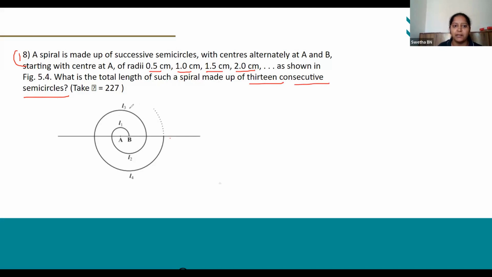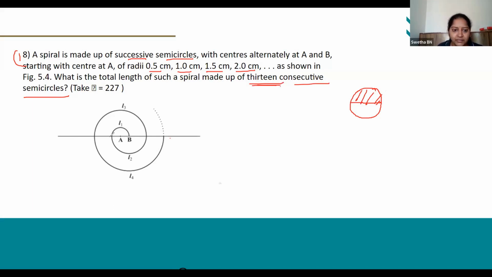The spiral is made up of successive semicircles. What do you mean by semicircle? You know circle, right? Semicircle is nothing but half of the circle. Half of the circle is called semicircle. See, we have how many circles, the consecutive circles? 13 circles are there. I mean, semicircles.